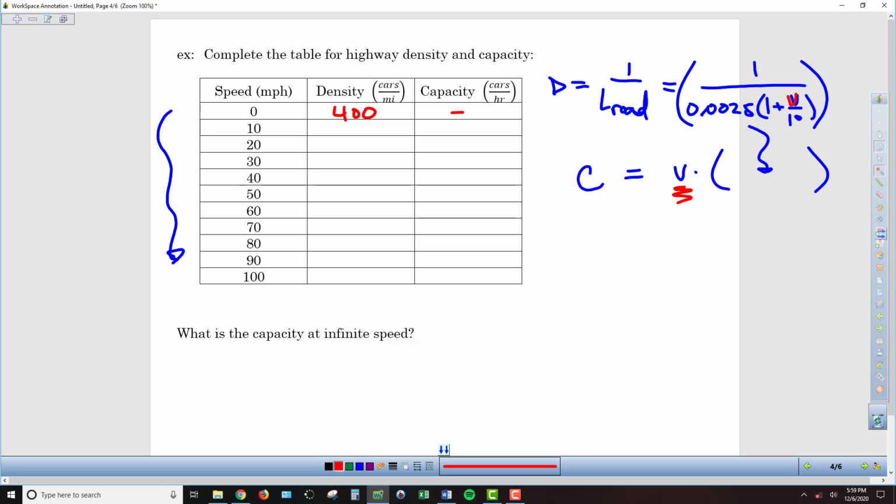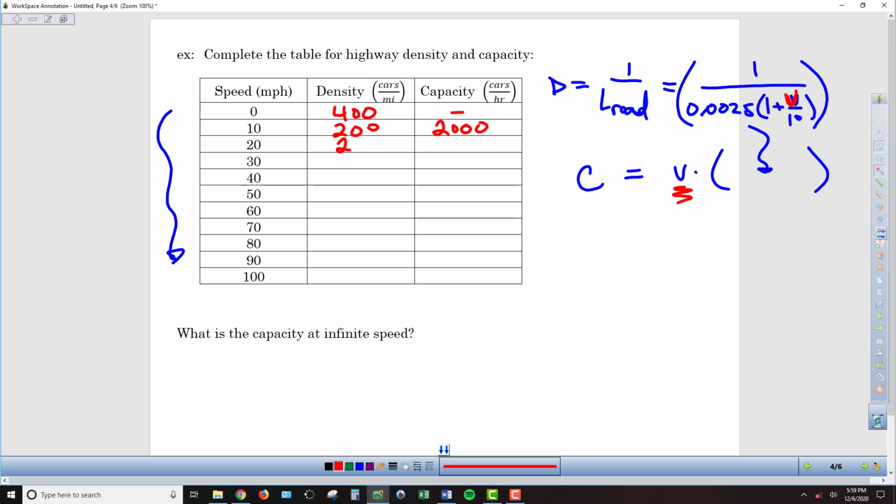Now if we plug in 10 in place of V here, I end up with 10 divided by 10 is 1, plus 1 is 2. So basically my density is going to be half as much, but my capacity now, at least I'm going to get some cars through. So 10 times 200, I'm going to get 2,000 cars per hour passing through. And so if we continue, we can keep on plugging in ever increasing speeds. We can use Excel with some formulas to help ourselves out.